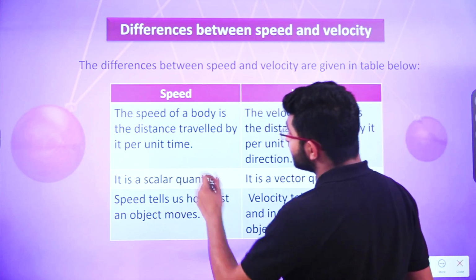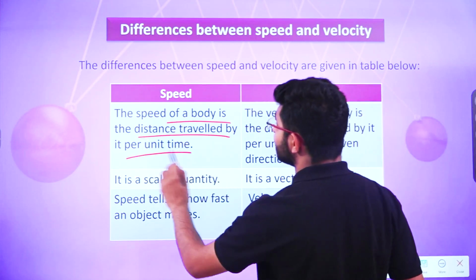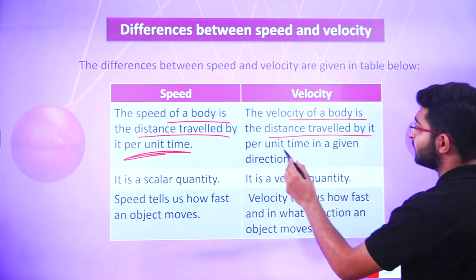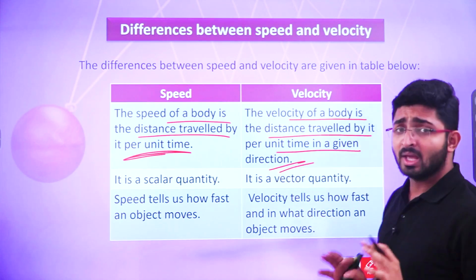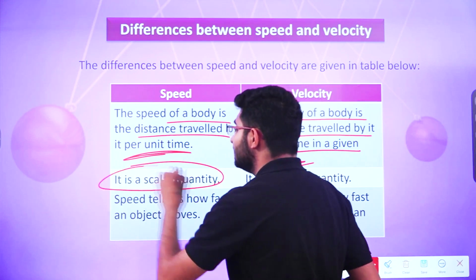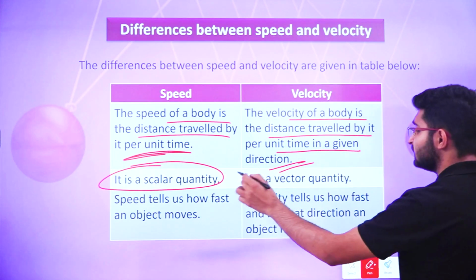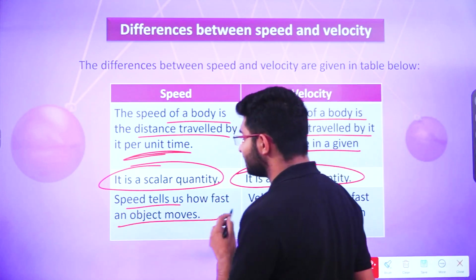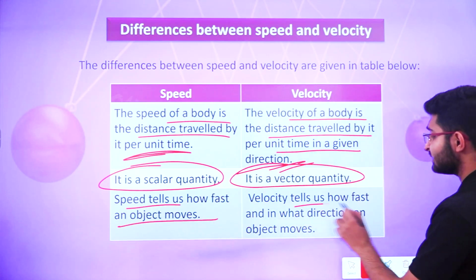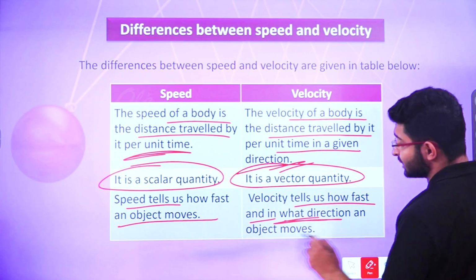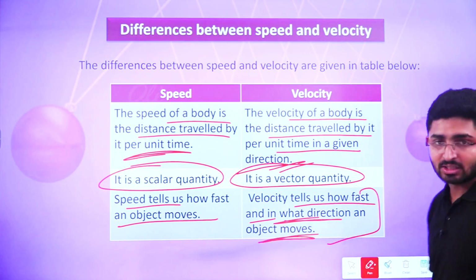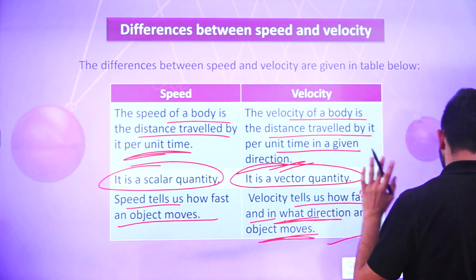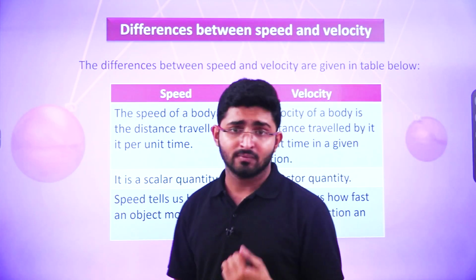You can see here, the speed of a body is the distance traveled by it per unit time taken. The velocity of a body is the distance traveled by it per unit time in a given direction. Speed is a scalar quantity, and velocity is a vector quantity. Speed tells us how fast an object moves, but velocity tells us how fast and in what direction an object moves, because it's a vector quantity and that's why it uses the direction as well. I hope the point is clear to you, what is the difference between speed and velocity.